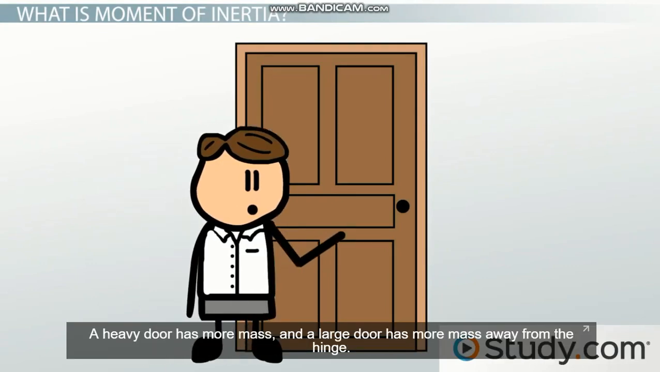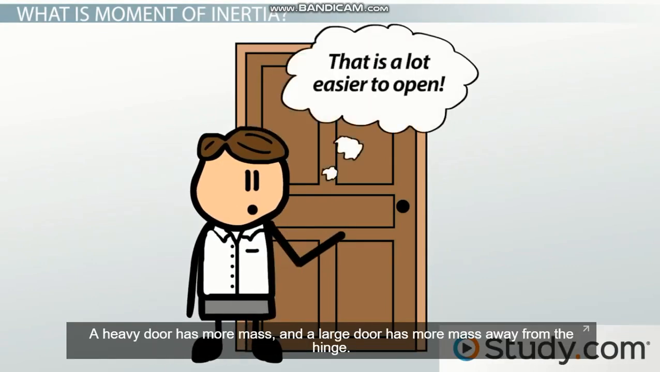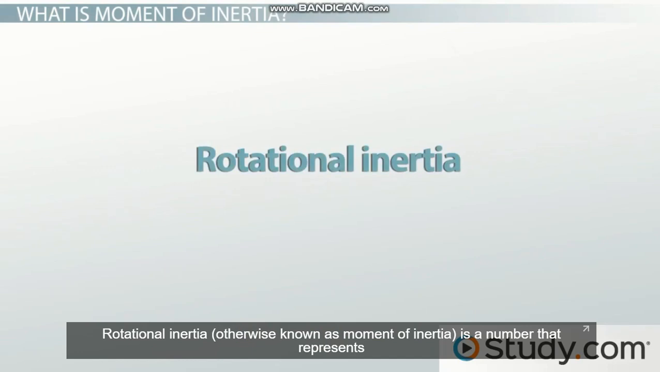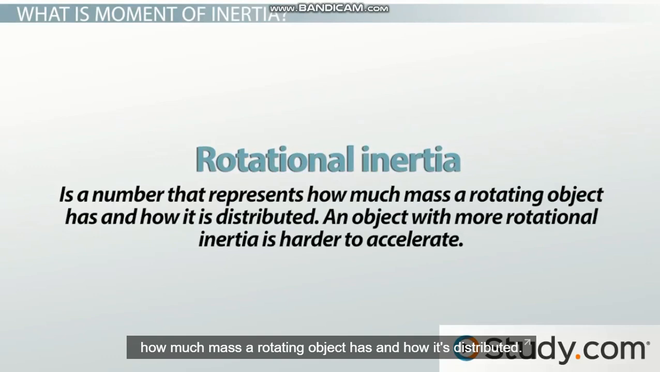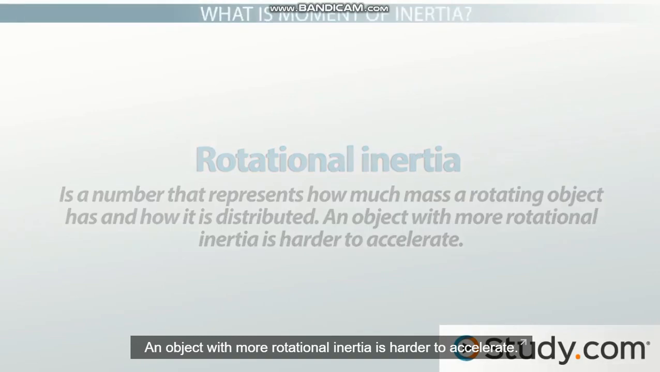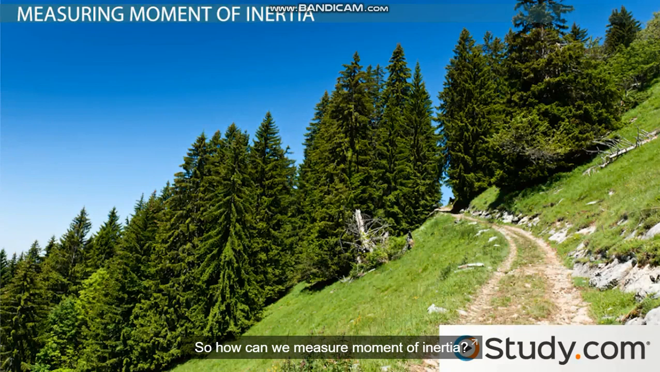A heavy door has more mass, and a large door has more mass away from the hinge. Because of both of these things, we can say that it has a greater moment of inertia. Rotational inertia, otherwise known as moment of inertia, is a number that represents how much mass a rotating object has and how it's distributed. An object with more rotational inertia is harder to accelerate.